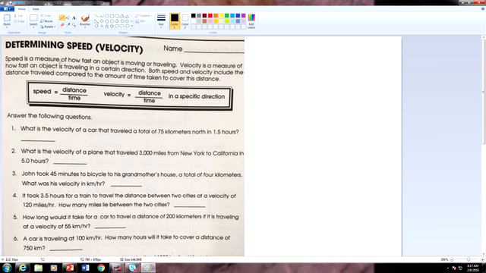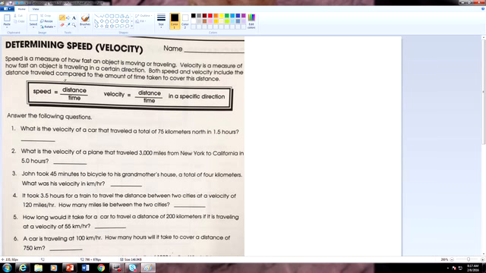So remember that speed is a measure of how fast an object is moving or traveling, and the difference between speed and velocity is that velocity is a measure of how fast an object is traveling, but we have to put a direction. It has a certain direction that goes in your answer. Both speed and velocity include the distance traveled compared to the amount of time taken to cover this distance.